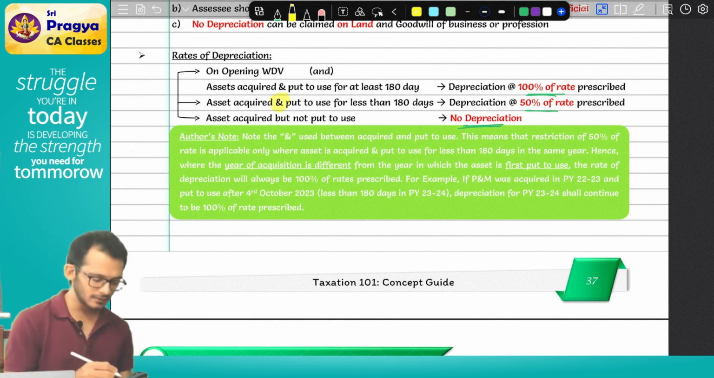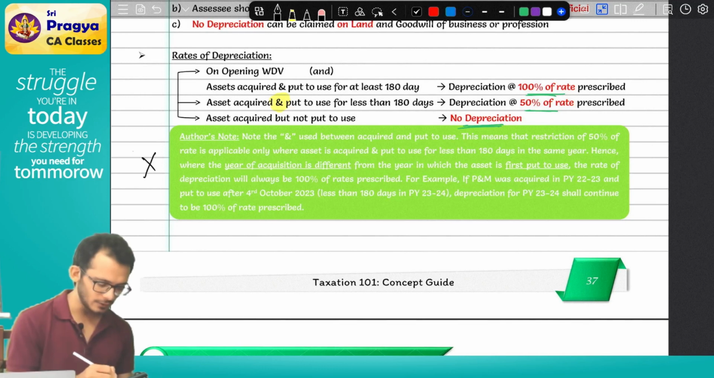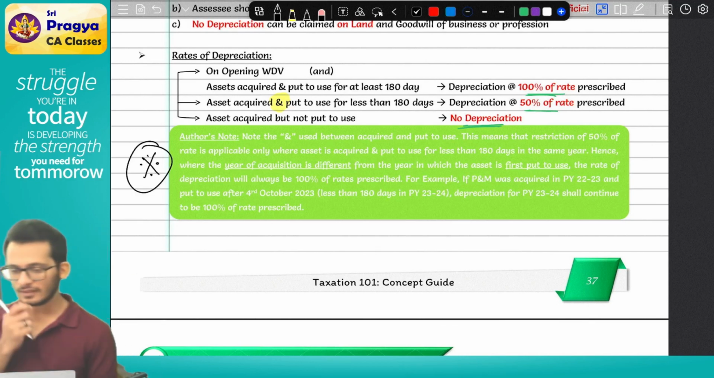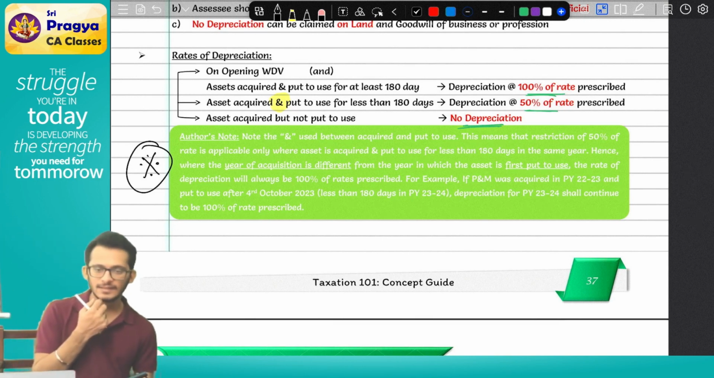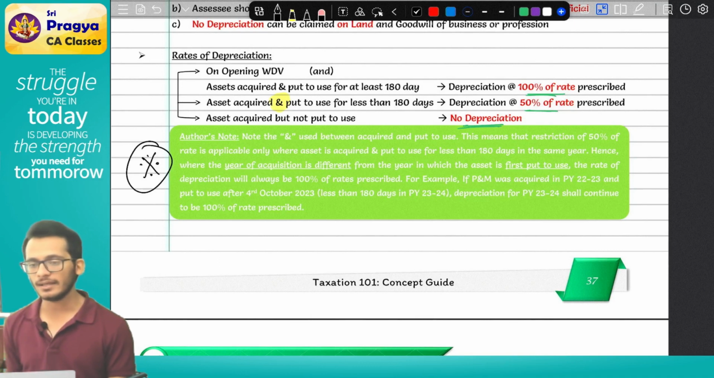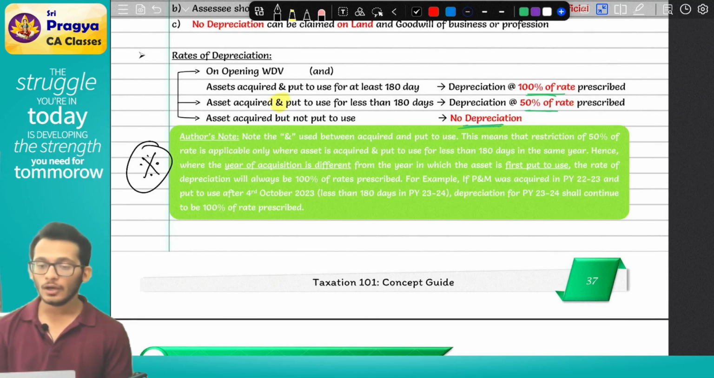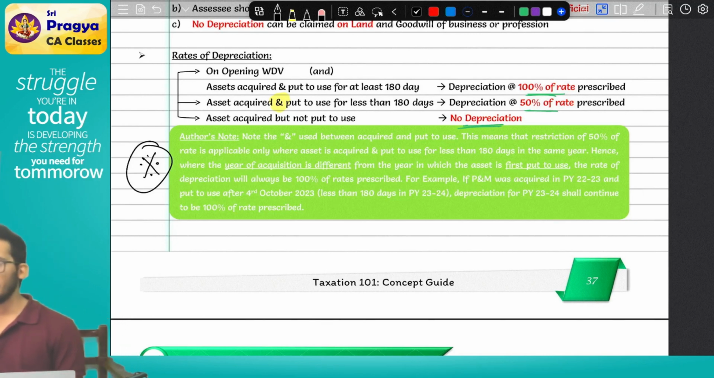Please mark this box as important. This box has come as MCQs in the past, where they'll say that you bought an asset last year and you have put it to use for less than 180 days in the current year. Are you eligible for 100% or 50%? You will say you are eligible for 100% because it is a part of my opening WDV.